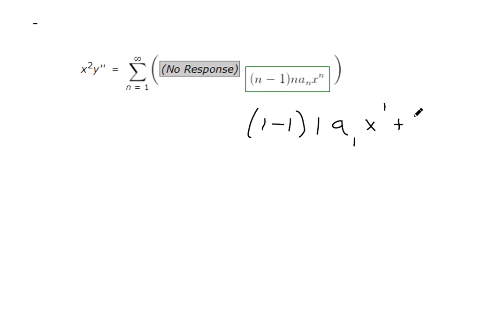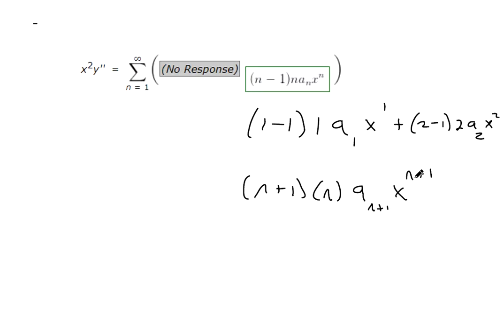And then if you plug in n equals 2, that's starting to match what we were doing, right? Because then when you simplify this, you get 2a sub 2 x squared. So this is the same thing as this. WebAssign just didn't specify to us that we need to start at a sub n.